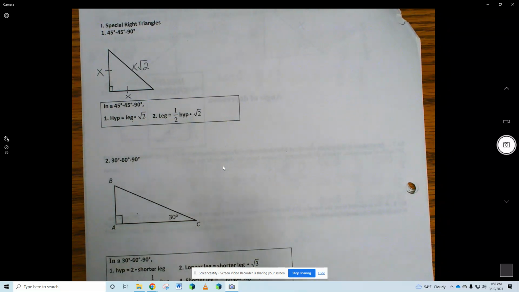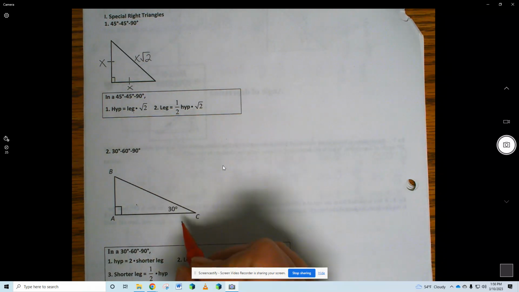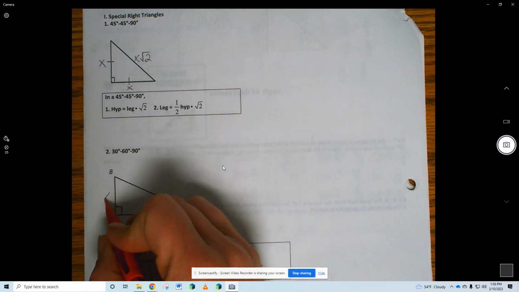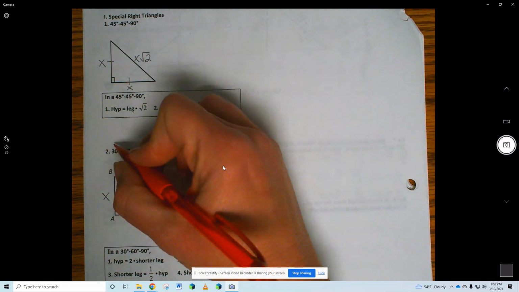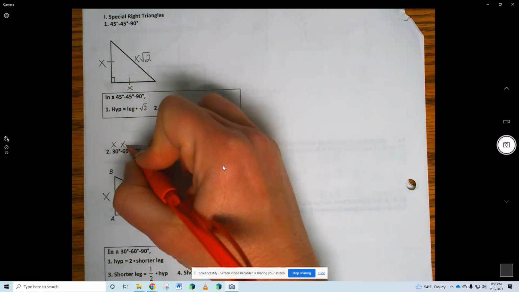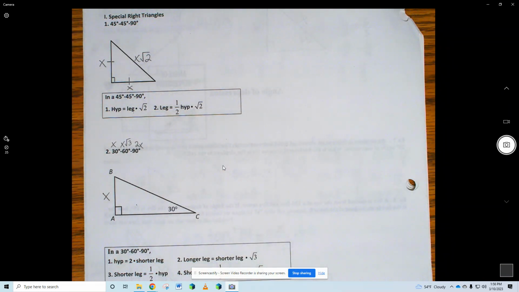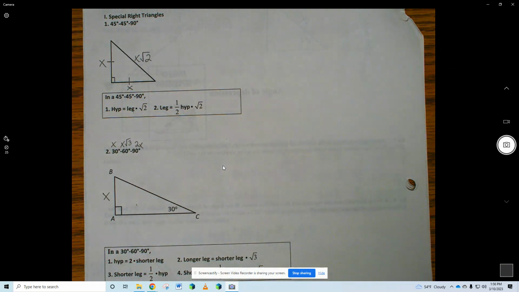A 30, 60, 90 triangle looks like this. Opposite the 30 degrees is the shortest leg. So that's going to be x. Here's the order it goes in: x, x rad 3, and then 2x. So 2x is actually the largest side. X rad 3 is not the largest side, because what's the radical of 4? What's rad 4? 2. So radical 3 has to be smaller than the 2x.